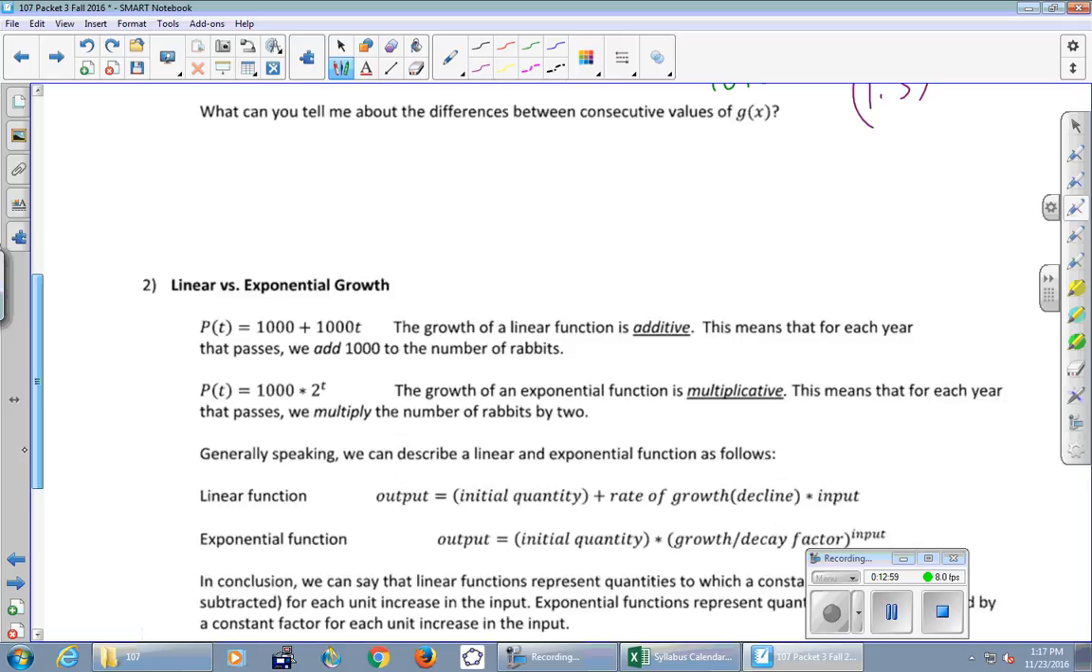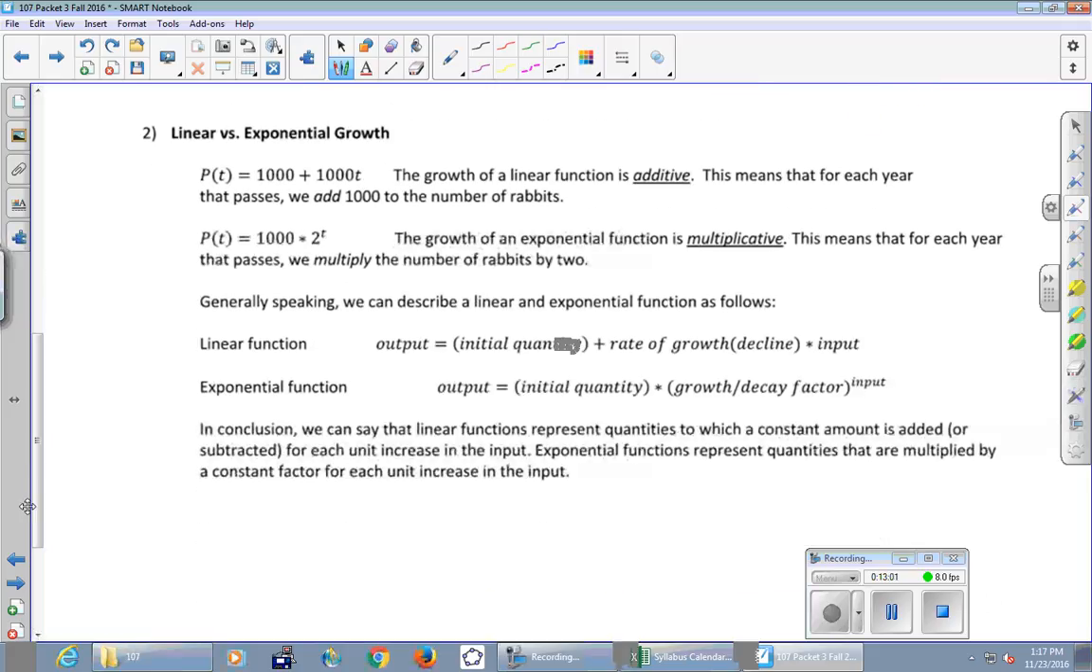Okay. So coming down here, just kind of a summary of some stuff, and then you'll do the activity. This first formula, 1,000 plus 1,000t, it's one that we started with the rabbits. The growth of this linear function is additive, meaning we kept adding the same number over and over again, plus 1,000, plus 1,000, plus 1,000. But in this example, the 1,000 times 2 to the t, that was exponential.